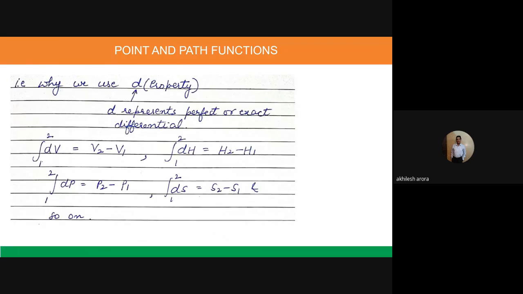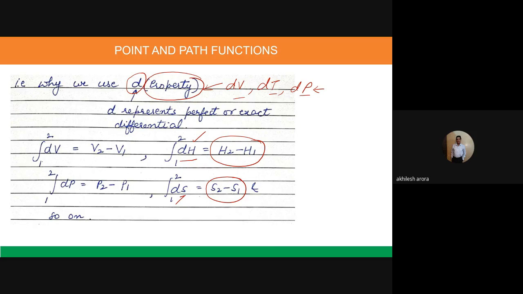That is why we use small d with the property values. That means I will be using dv, dt, dp, and so on. So all these being properties, I can use for h also, dh. And when I integrate these equations for the process 1 to 2, I will get h2 minus h1. For ds, I will get s2 minus s1.